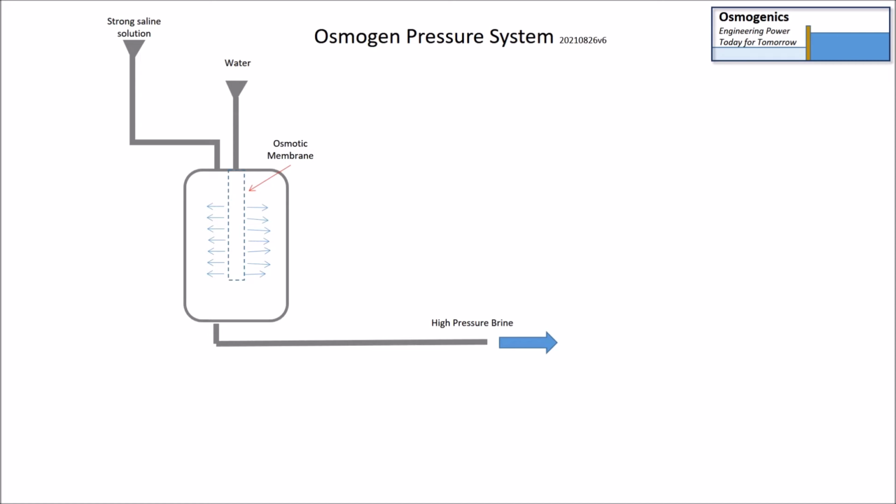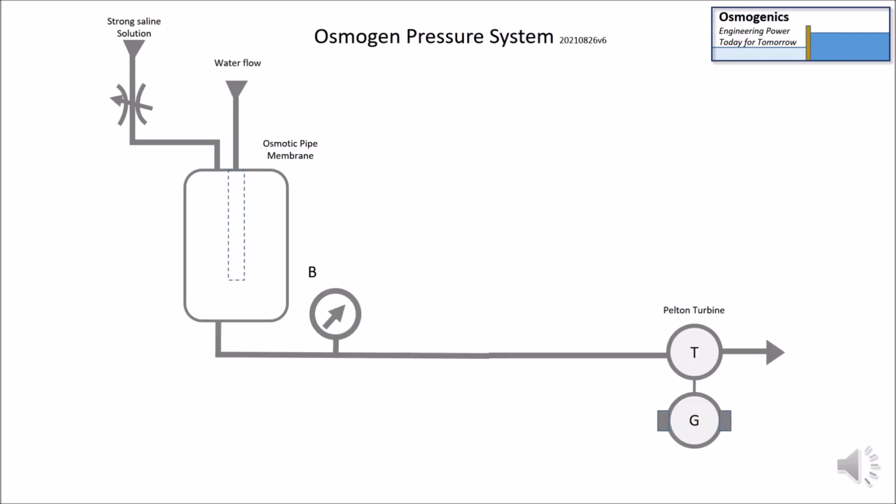Now, how do we harvest this? Well, quite straightforward, really. We put a valve on there, so we fill it up with salty water, then we close the valve so no pressure can go back up into the strong saline solution feed source, and then we have a pressure gauge where the high pressure brine then drives a turbine. The idea is using a Pelton turbine because they're very efficient, amazingly so, 90% or more, and that drives some form of generator.